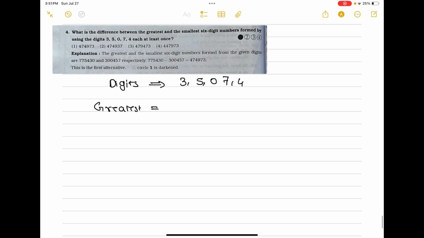For the greatest number, we need to follow our rules. We need to create 6 digits, so mark 6 dashes, 1 2 3 4 5 6. Now write the smallest number from the right. 0, done. Then 3, done. Then 4, done. Then 5, done. Then 7, done. If any place is pending, at that place write the greatest number. So 775430 is the greatest number.